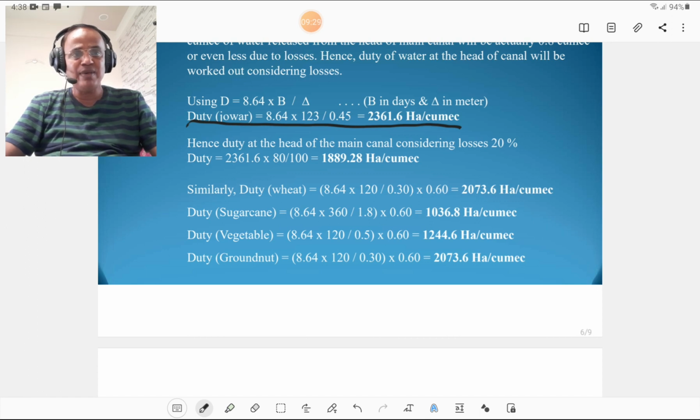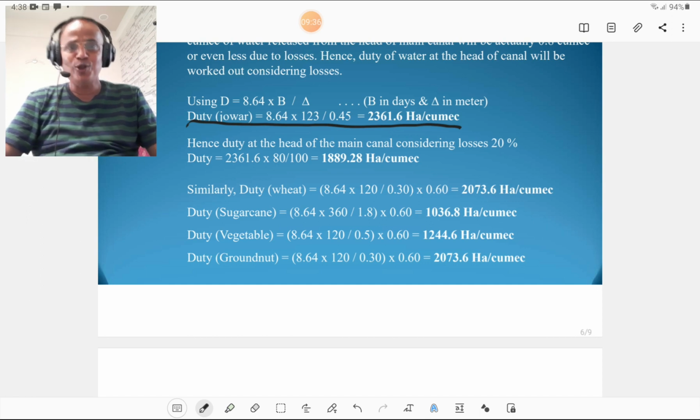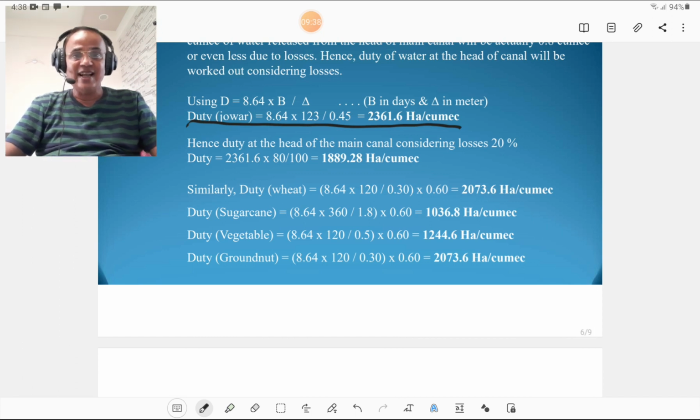And please remember, if the transit losses are 40%, then the available or useful duty we have to calculate as 60%. When transit losses are 50%, then for duty calculation we have to consider the 50%. So 50 and 50 both total is 100. If transit losses are 80%, we have to multiply it by 20% or 0.20.